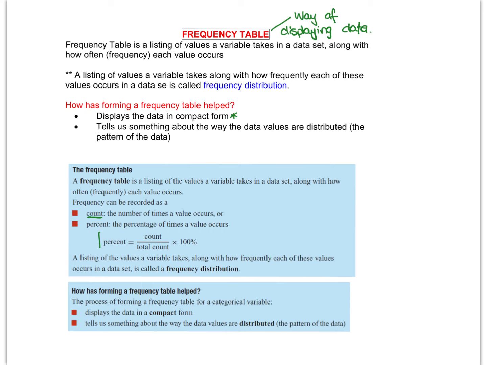So this is really important, how we work out a percentage. Sometimes I like to say it's the amount over the total times 100. So if you've got a certain category, you take that amount and divide by how many there were in the whole data, and then you times it by 100. That's how you get a percentage. Okay, so let's go and do an example.